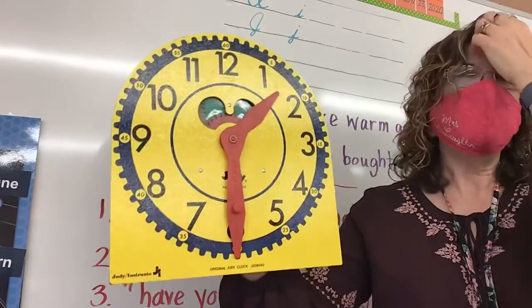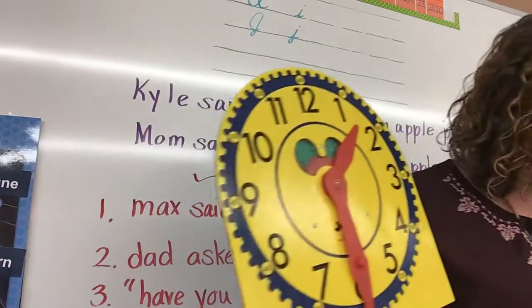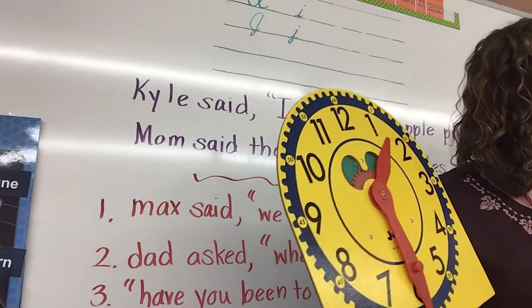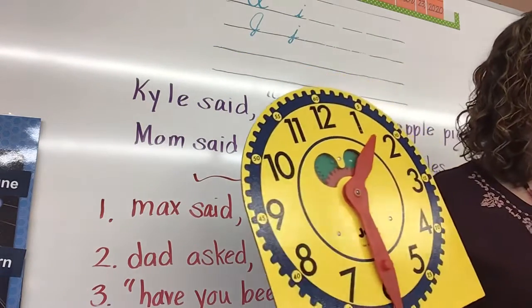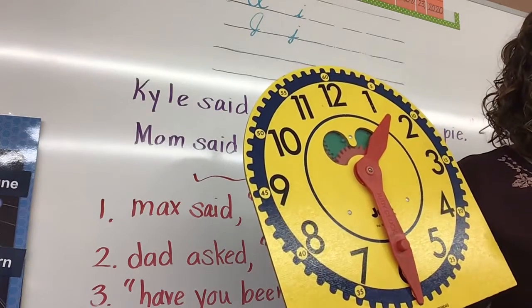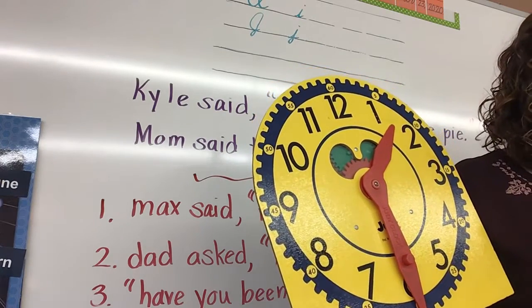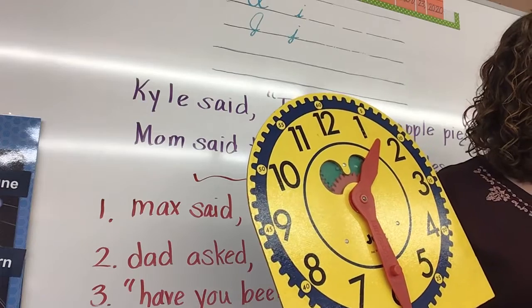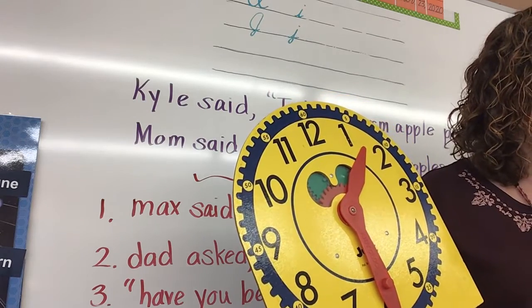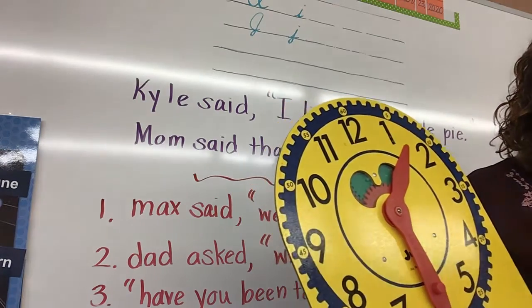But where's your hour hand? 1. So the time is 1:30. So on the first line, write 1:30. Please stop working ahead of me, because you are going to get it wrong, because you are just writing the word half past, and that is not what you're supposed to do.